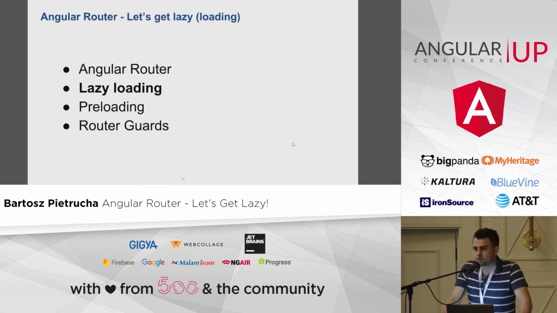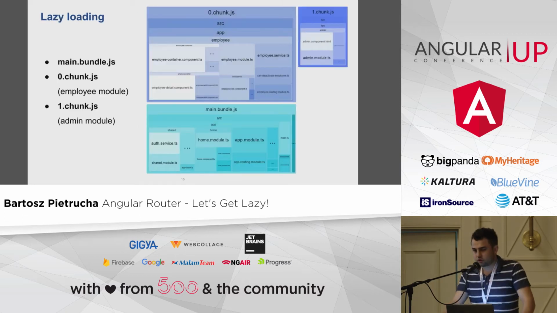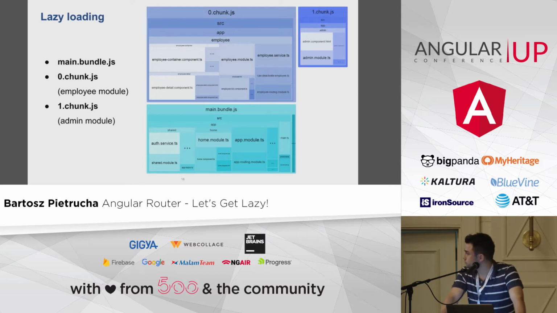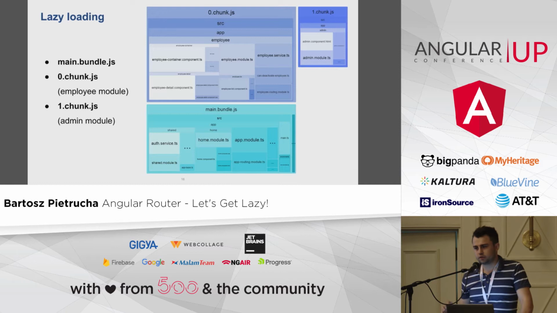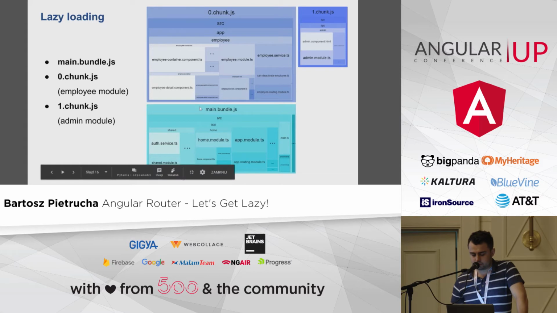And this is a smooth jump to the case of lazy loading. We want to divide these packages into smaller chunks. So our goal is to have something like that. We want to put proper modules in different chunks and load them as we go, as the user traverses through the application. So in this case, I have main module, home module, and shared modules bundled in the main bundle.js. And other modules like employee and admin are packed into separate chunks.